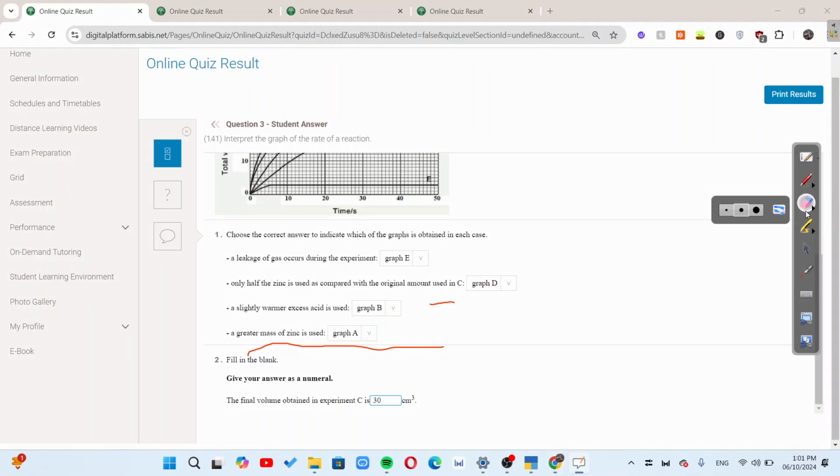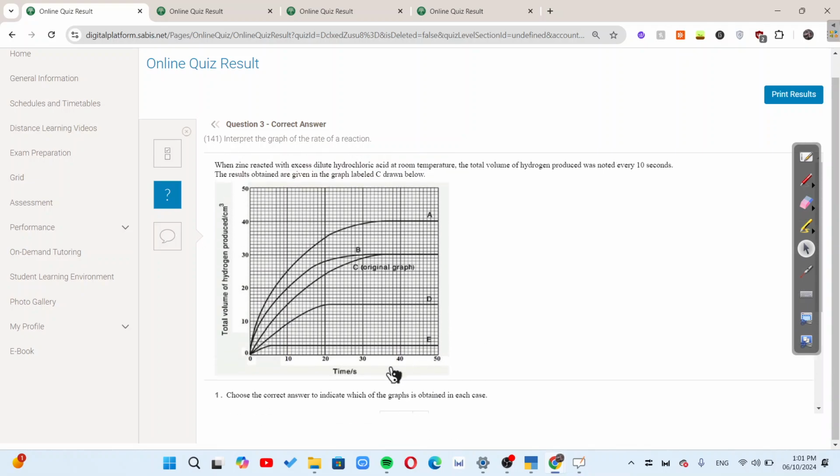Now let's see what part B is asking us. Part B is asking us what's the final volume obtained in experiment C. So you just have to go up to experiment C, which is your original graph, and go to where it slopes. And you draw a line. It's supposed to be a straight line. And you're going to see where it ends. It hits 30. So that's how much volume was produced. See? 30.